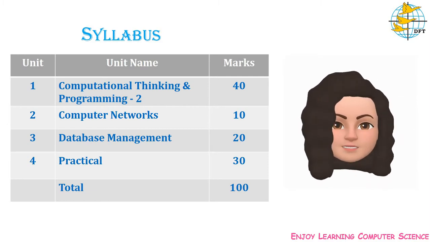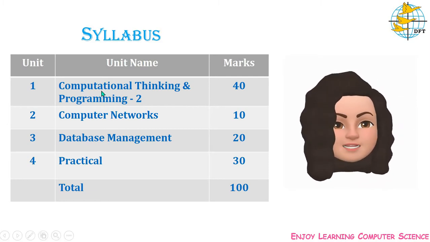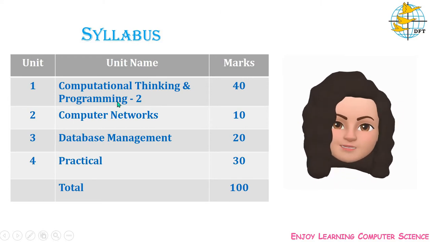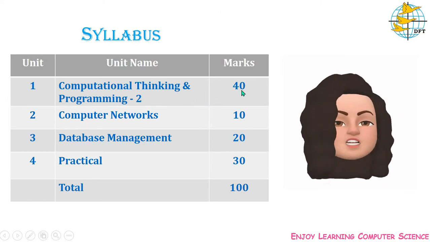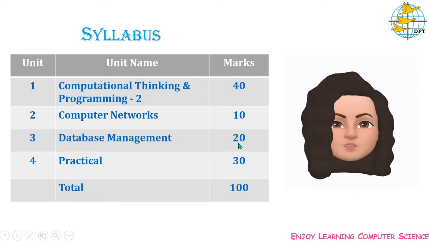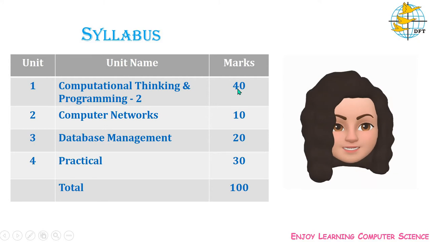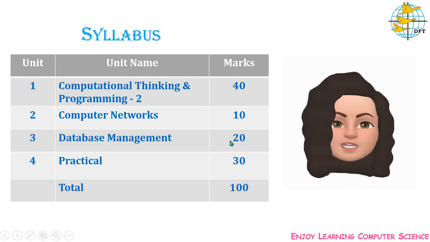According to the syllabus, there are 4 units. The first unit is computational thinking and programming, that is Python programming, and it is for 40 marks. The second unit is computer networks, and that is for 10 marks. The third unit is database management, that is SQL programming, and that is for 20 marks. So for theory, that is totally 70 marks.